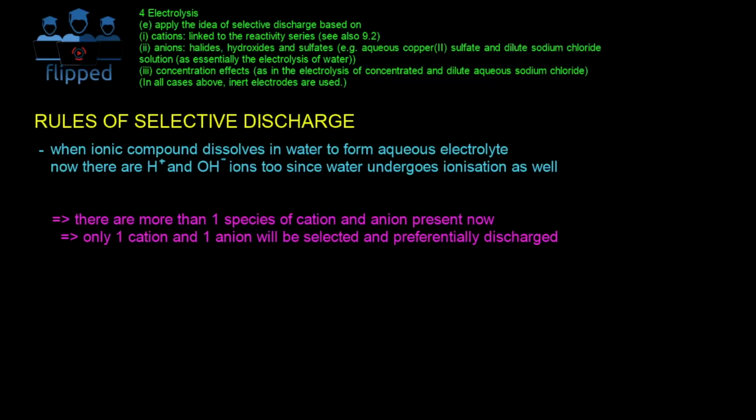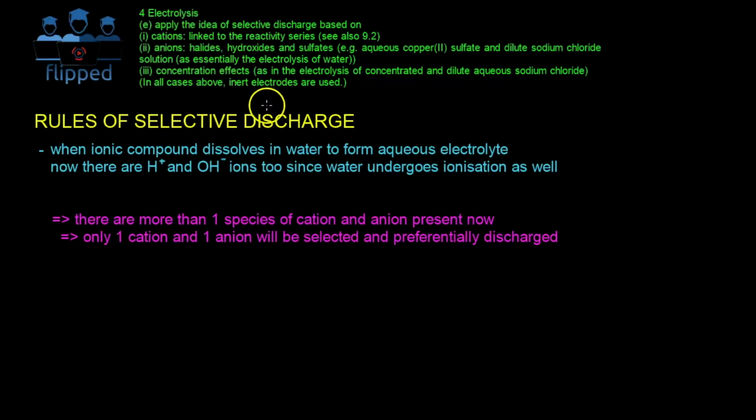Today we are on electrolysis. We'll be talking about the rules of selective discharge. Let's unpack the words here, selective and discharge. Selective means we have to choose, out of a range of stuff to choose from, we have to be selective. So we just choose one out of the many things.